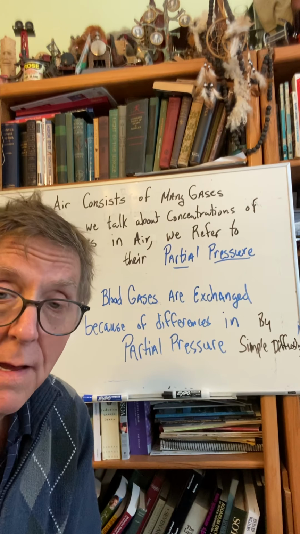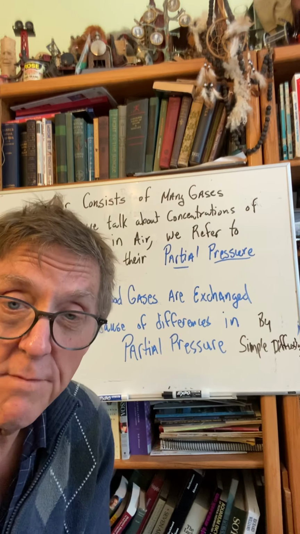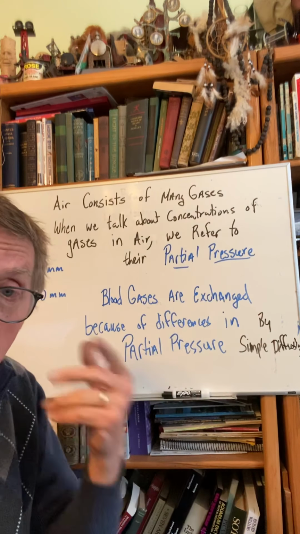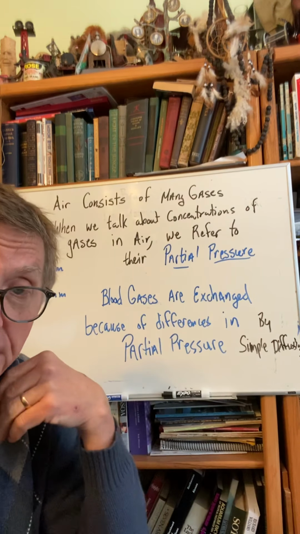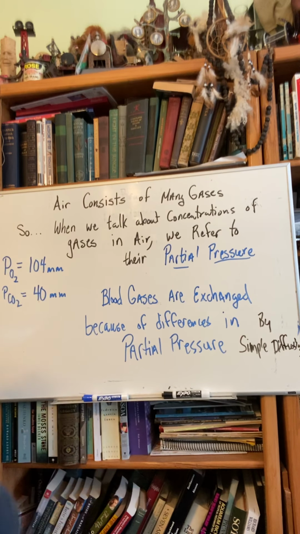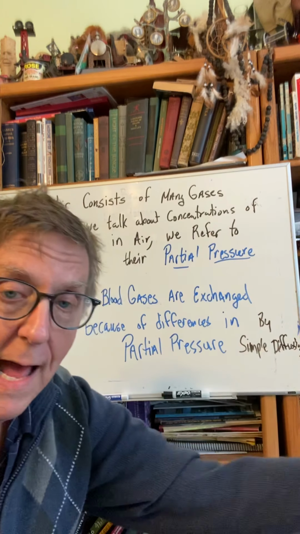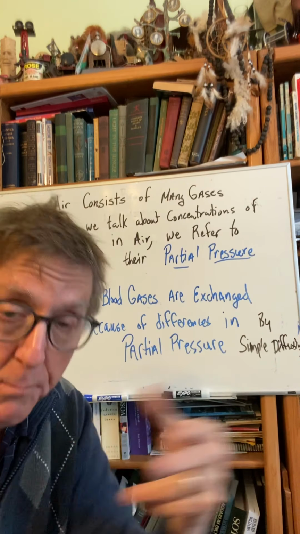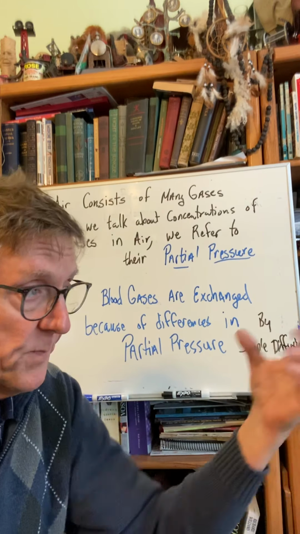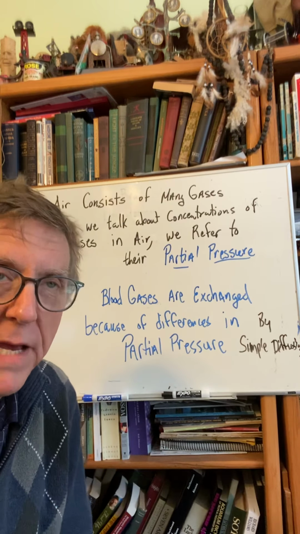Now, when the deoxygenated blood returns to your capillaries in your lungs, you're down maybe at 40 millimeters of oxygen. So there's a large concentration gradient. So we have this 104 millimeters of oxygen. This is going to drive the simple diffusion, pushing oxygen into your blood plasma and having it picked up by your hemoglobin.